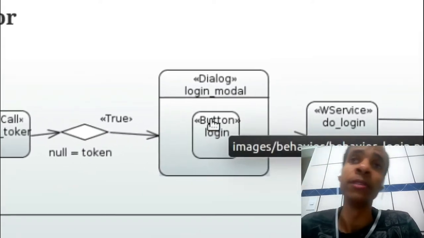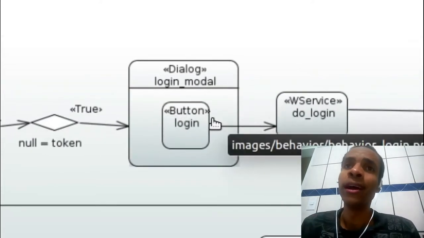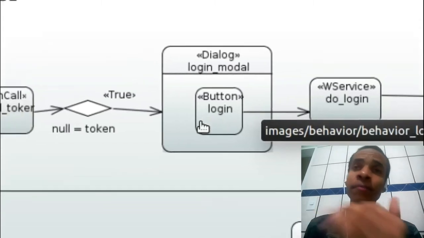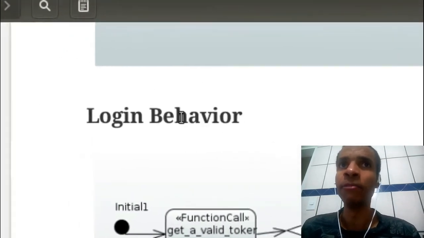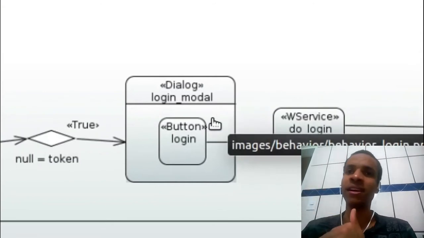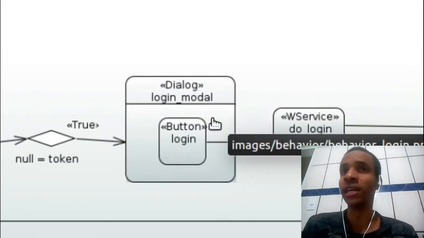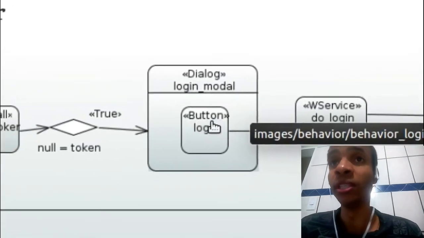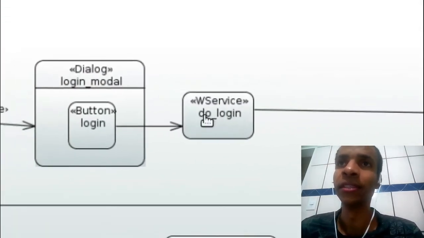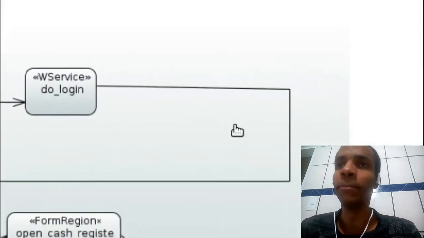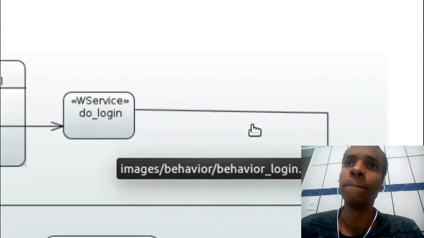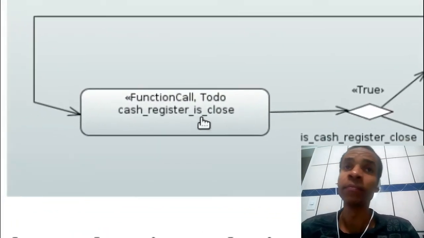This button is part of this diagram. So from my class diagram, I'm going to generate the dialog. And then from this behavior diagram, something like a behavior diagram, I'm going to generate the button side, or something like this. I'm going to generate this button here, and when you click it, it will start this sequence of actions.